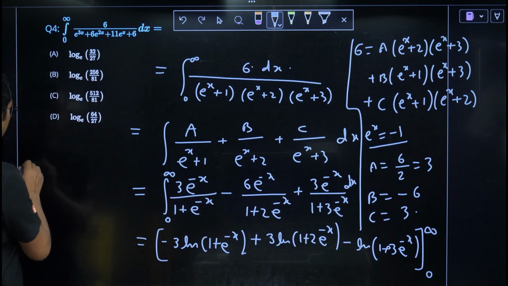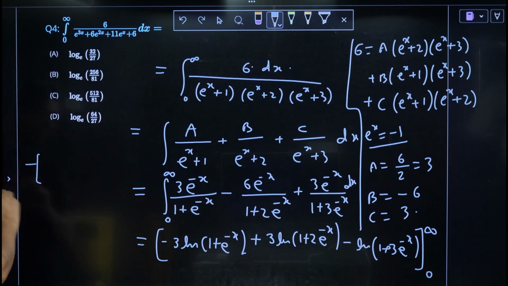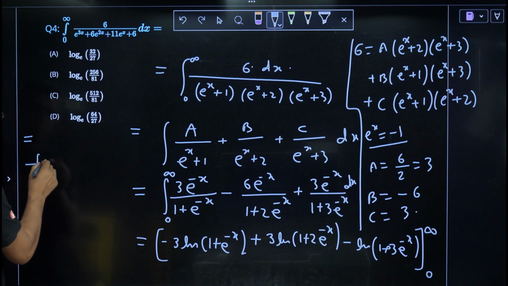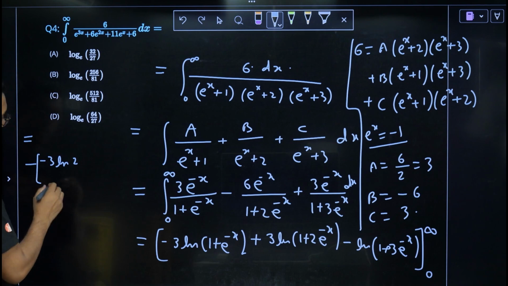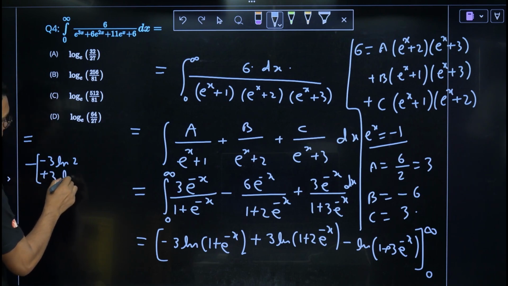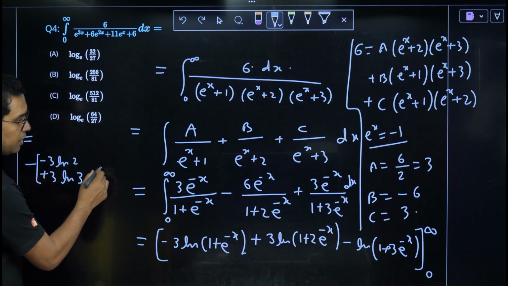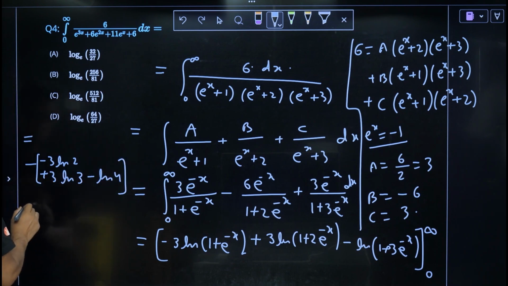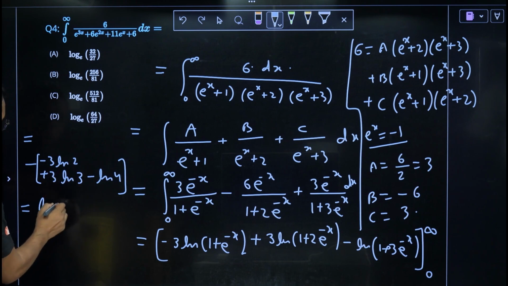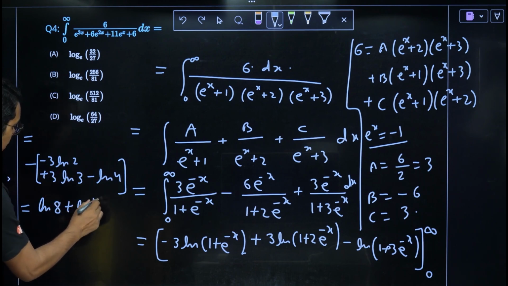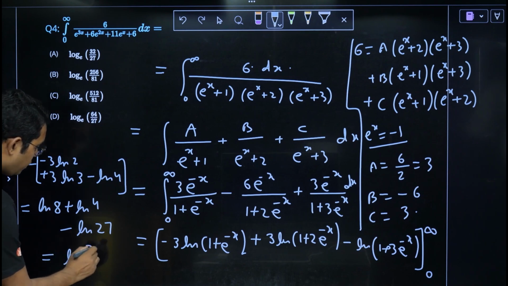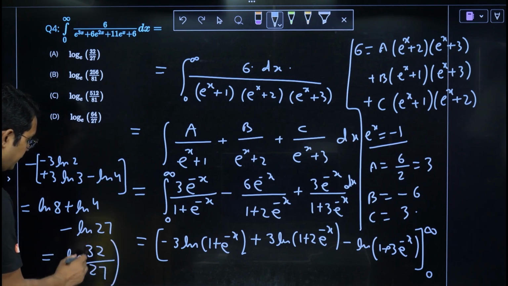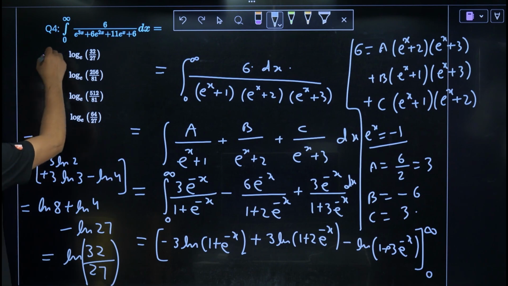So if I put 0, there will be a minus sign outside, and then it will be minus 3 ln 2, because if you put 0, it becomes 1 plus 1, 2. Then plus 3 into ln of 3 and minus ln of 4. So this will become equal to, if I take the minus sign inside, ln 2 power 3, which is 8, plus ln 4 minus ln 27. So this becomes ln of 32 upon 27. That is the answer of this question. So the answer is A.